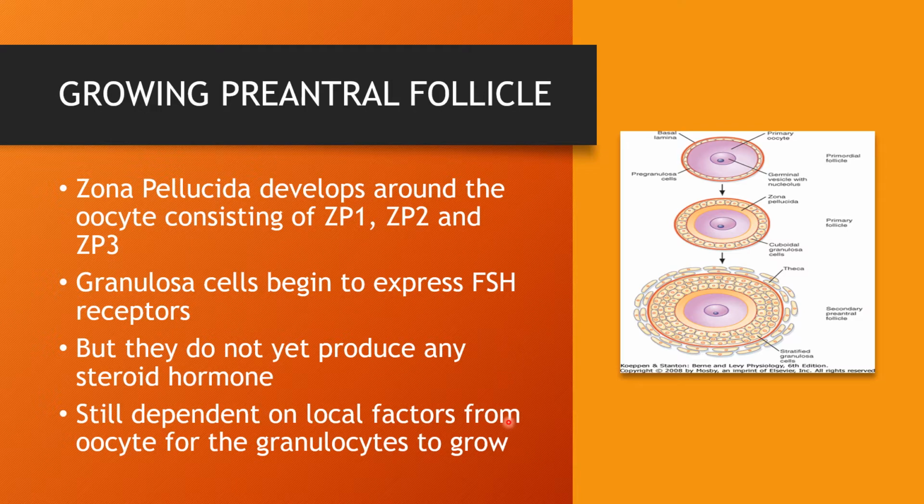So in this stage, they are still very dependent on the local factors from the oocytes for the granulosa cells to grow. Okay, so they are still very dependent. They may have already expressed the receptors for the FSH until later on, menstruation, when the receptors will now be receiving follicle-stimulating hormone.